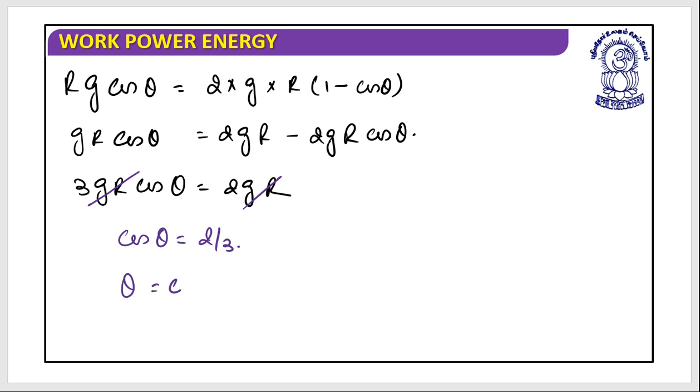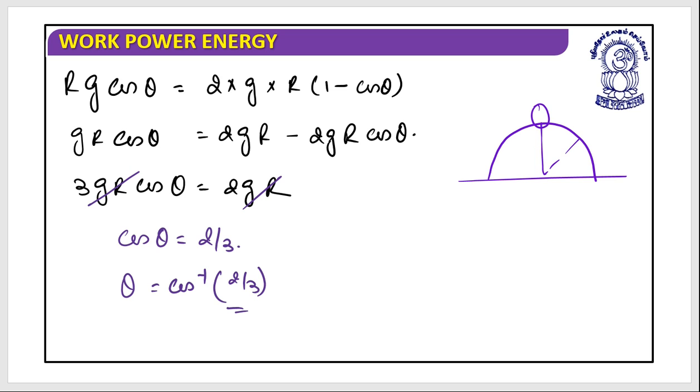So theta is equal to cos inverse of 2 by 3, where it is going to leave the trajectory, something like this. Yes, this is theta. I hope this is clear. So cos theta would be equal to 2 by 3 when it is going to leave the trajectory. I hope this is clear. Is it clear? Are you sure?